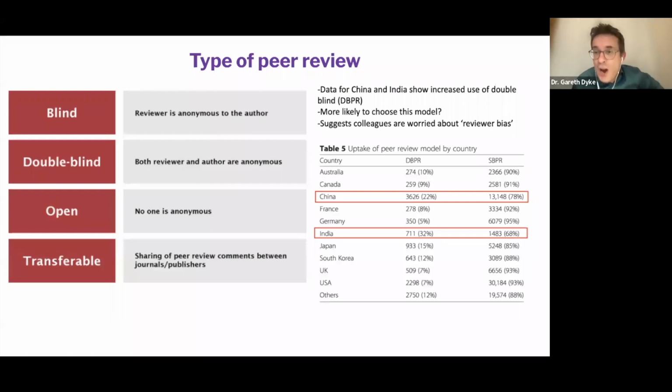In this survey, China and India came out on top. These countries, more researchers wanted their papers to be double-blind peer reviewed. They wanted to remain anonymous from the peer reviewers. Why that is, I couldn't say, but the authors on average in these countries felt that that was a fairer approach for their papers. We know that bias exists in peer review.